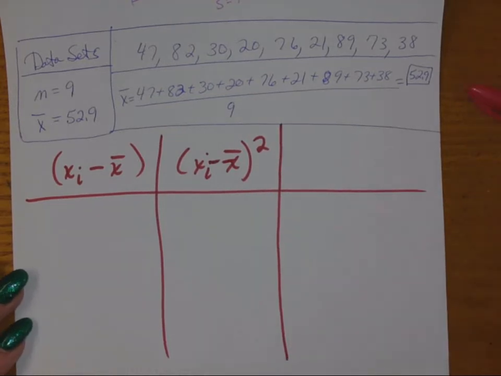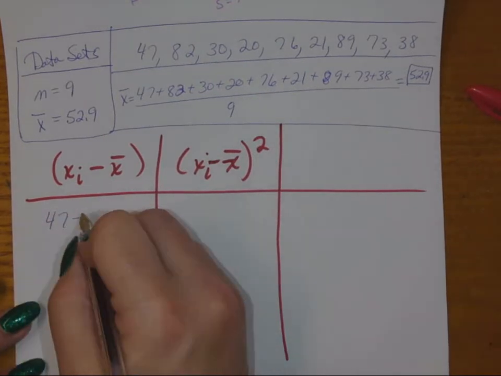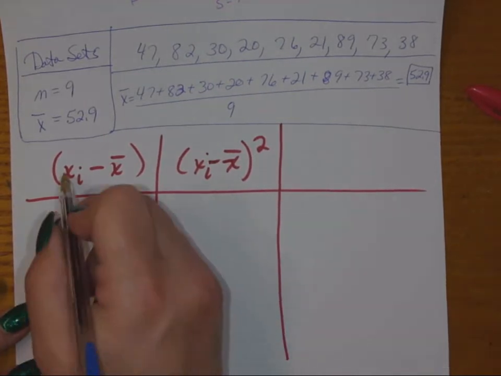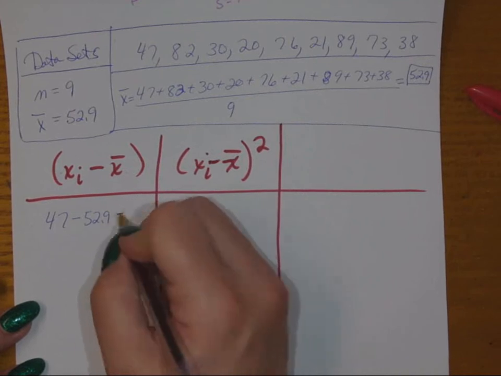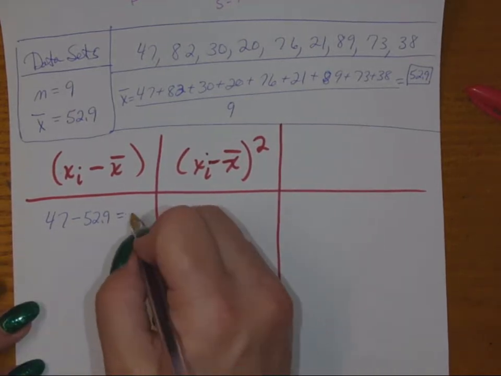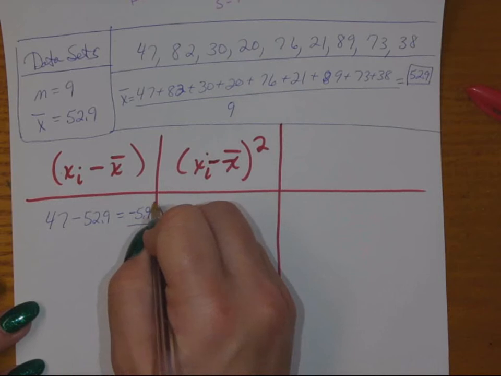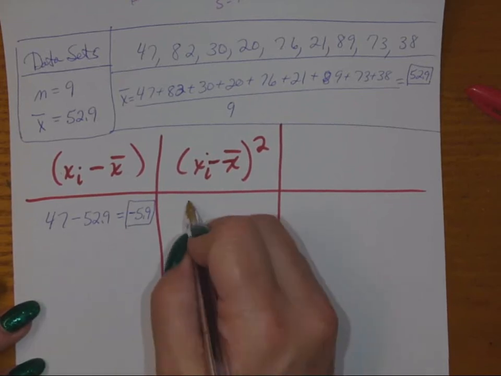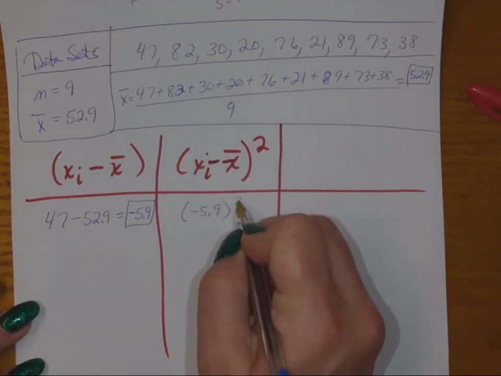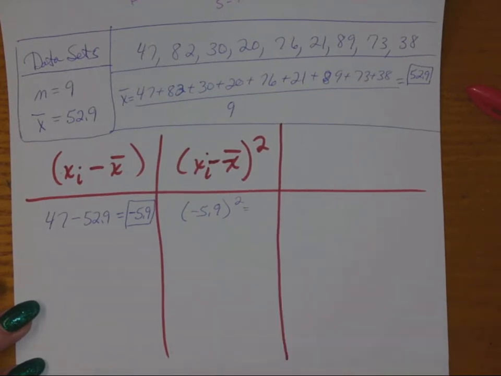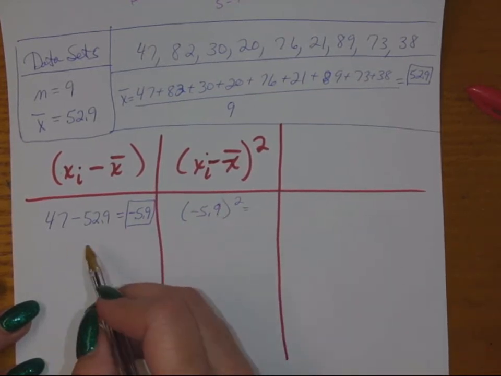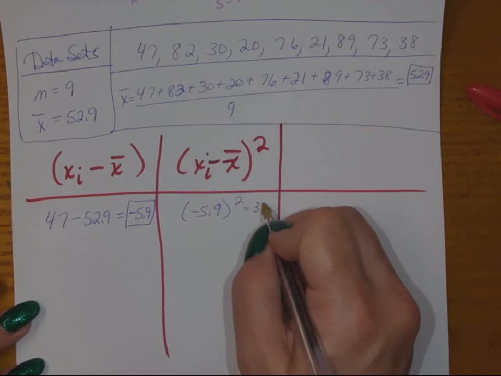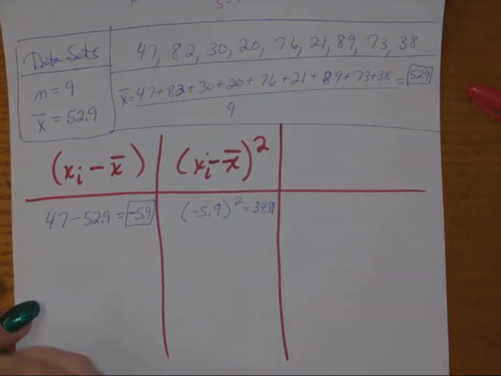So for instance, I'm just going to do one of these. Your first data point is 47. 47 minus 52.9 would be your x sub i minus your x bar. I get negative 5.9. That's my deviation between the data point and the average. So I don't redo it. I just come over here and say, what's negative 5.9 squared? Because I already did this math. When I square that, I get 34.81.